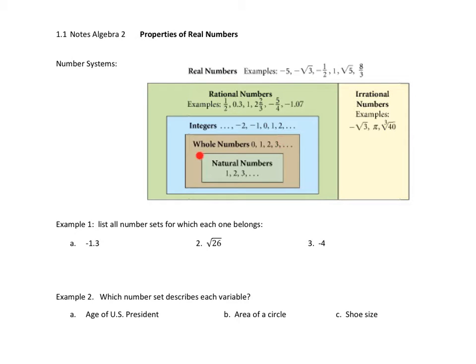Whole numbers are natural numbers plus 0. Integers are negative and positive whole numbers. And rational numbers are numbers that are fractions. So on here we have some fractions. Numbers that are decimals that stop. And they're also decimals that repeat. So any number that you can express as a fraction is also a rational number.